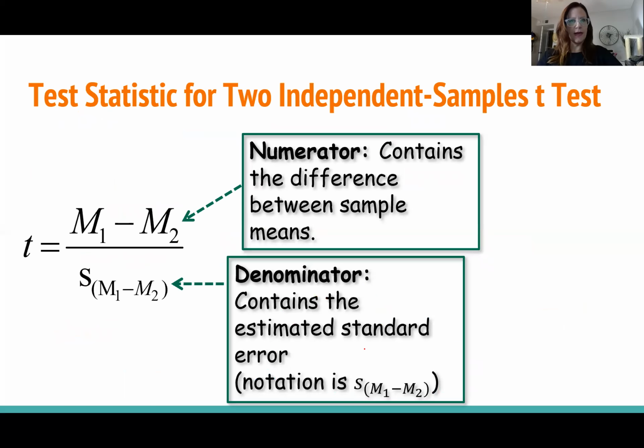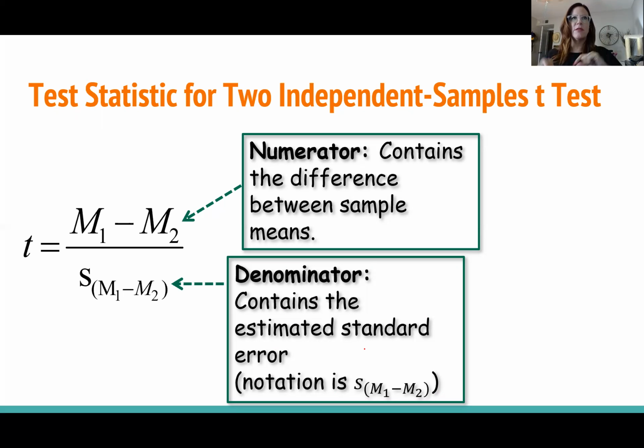So before we go through an example problem, let's learn about what the overall test statistic equation looks like, as well as what's going on within the functions of it. So now we're looking at taking the difference between the two sample means. Meaning you're going to have to get a mean for your sample 1 and a mean for your sample 2, and that's going to be in your numerator. And that really is that treatment effect, the difference between the two sample means. And then in the denominator is your estimated standard error.